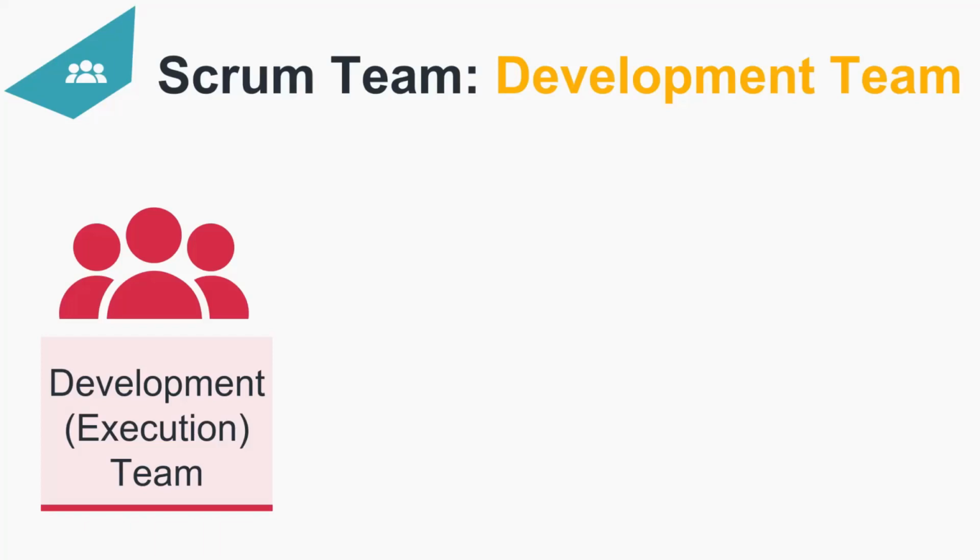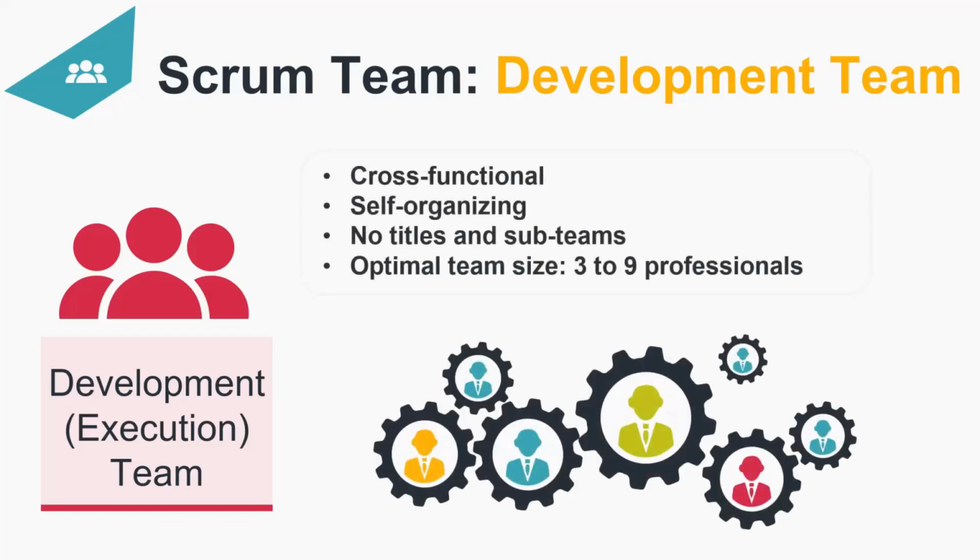Development team, or execution team. The development team is cross-functional, meaning they have all the skills to finish the job without external help. The development team is self-organizing. No one, not even the Scrum Master, tells them how to turn requirements or tasks into a result. Also, Scrum recognizes no titles and sub-teams within the execution team.